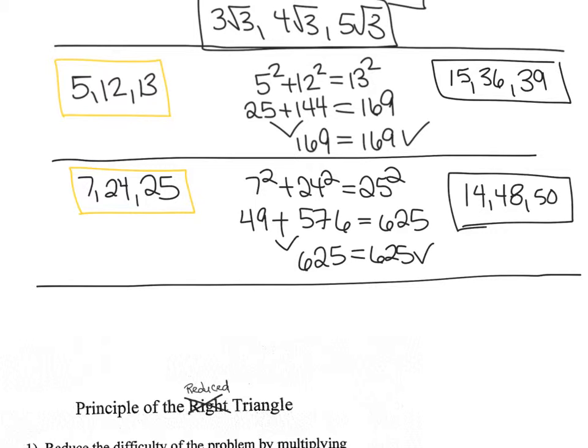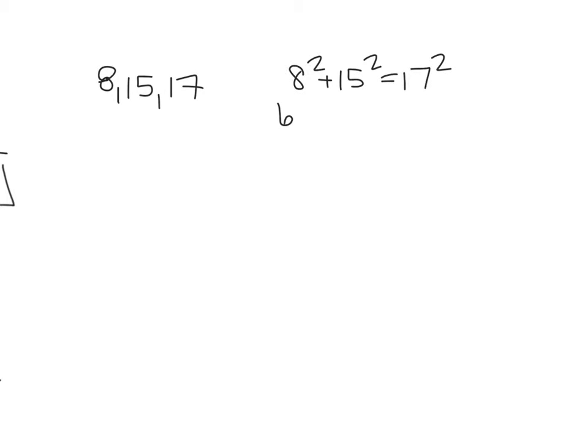All right, we're going to talk about 2 more families. I was running out of room, so I'll start on the back side of this page. We have the 8, 15, 17 family. Again, 8 squared plus 15 squared, does that equal 17 squared? So we have 64 plus 225, does that equal 289? And when you add those together, it does. 289 equals 289.